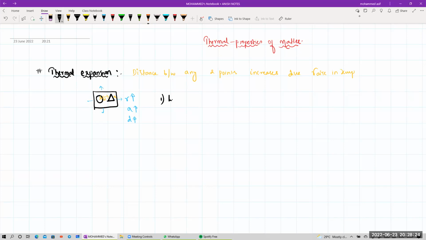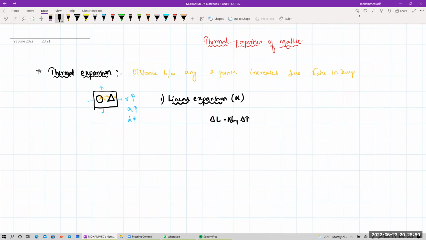The first one is known as linear expansion, represented by alpha. The coefficient of linear expansion is represented by alpha. As a formula, the change in length will always be directly proportional to the original length and also the temperature difference. Removing the proportionality, we get a constant known as alpha.